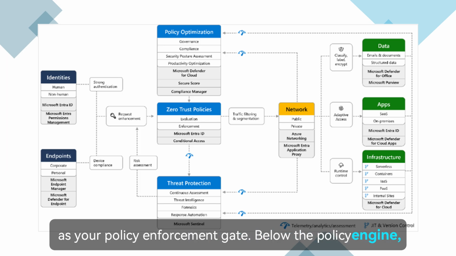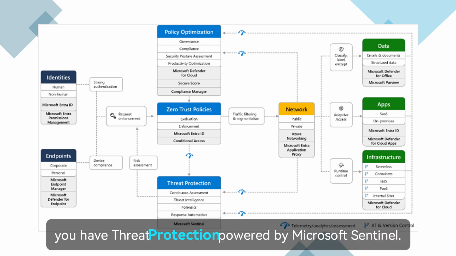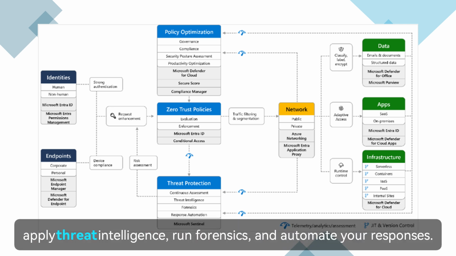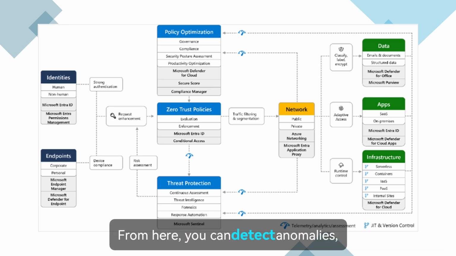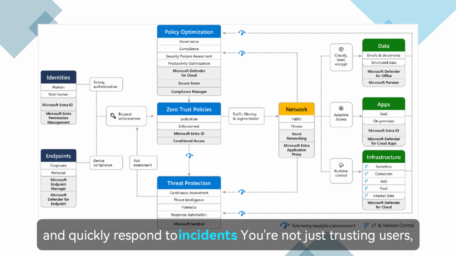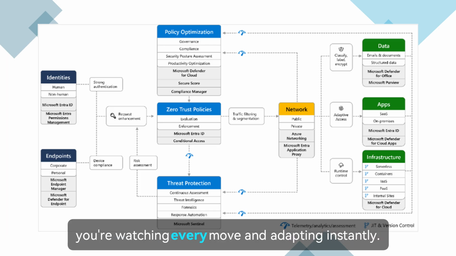Below the policy engine, you have threat protection, powered by Microsoft Sentinel. This is where you set up continuous monitoring, apply threat intelligence, run forensics, and automate your responses. From here, you can detect anomalies, catch credential theft, stop lateral movement, and quickly respond to incidents. You're not just trusting users. You're watching every move and adapting instantly.